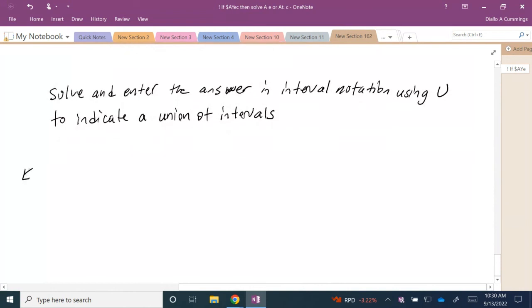All right, so here is the problem. We have 3 times the absolute value of 7a plus 6, plus 9 is less than or equal to 18. All right, so I'm going to pause the video and give you a minute to solve it, and then we're going to return with the solution.